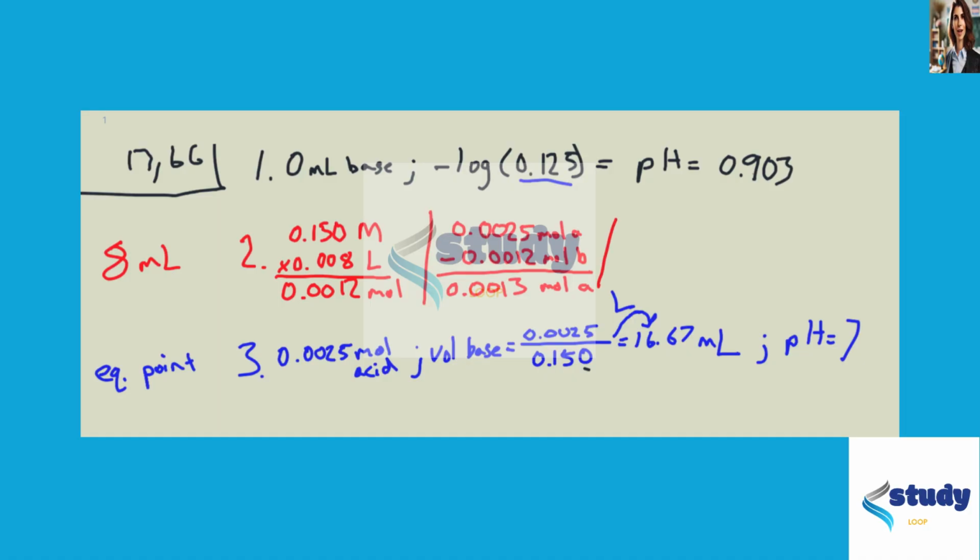So if we do 0.013 moles divided by the liters, which we initially had 20 milliliters of acid, and we added 8 milliliters of base, so now we have 0.028 or 28 milliliters of total solution, which is equal to 0.046 molar. So if we take the negative log of this, we get pH is equal to 1.33.